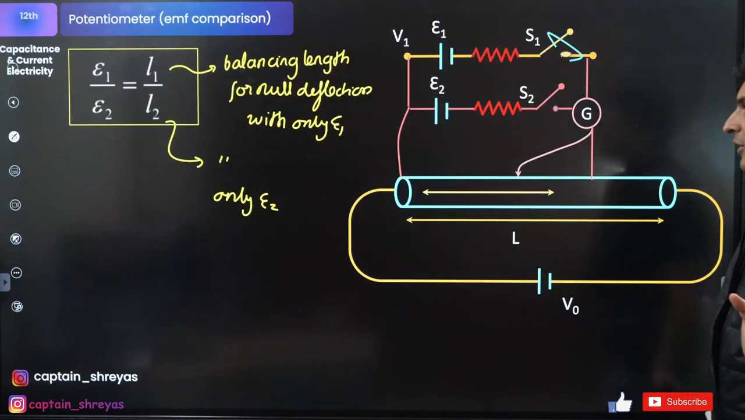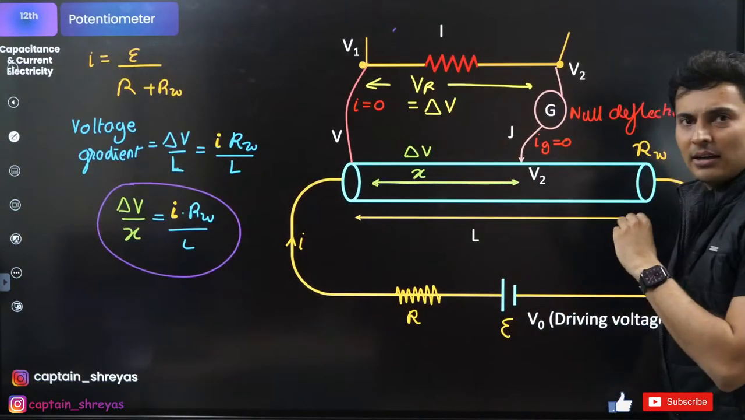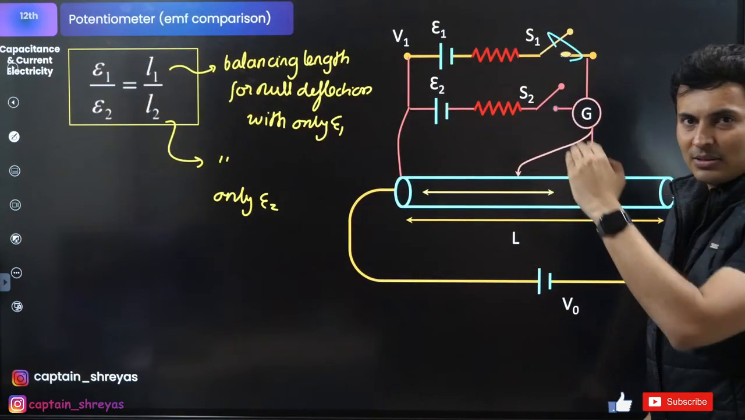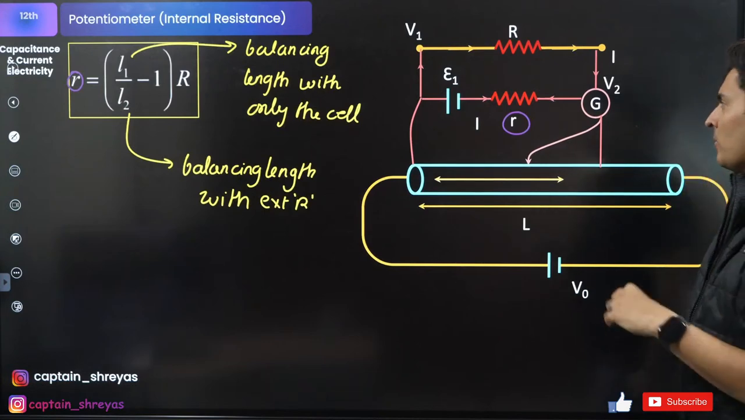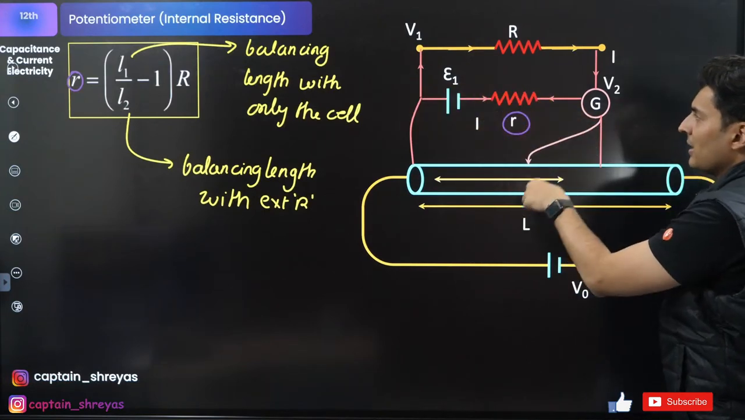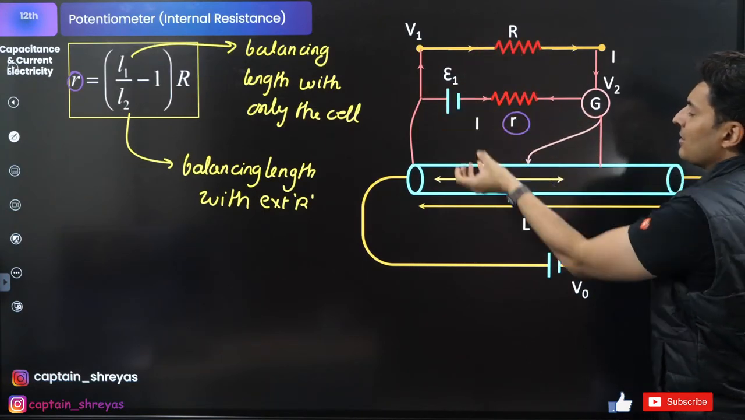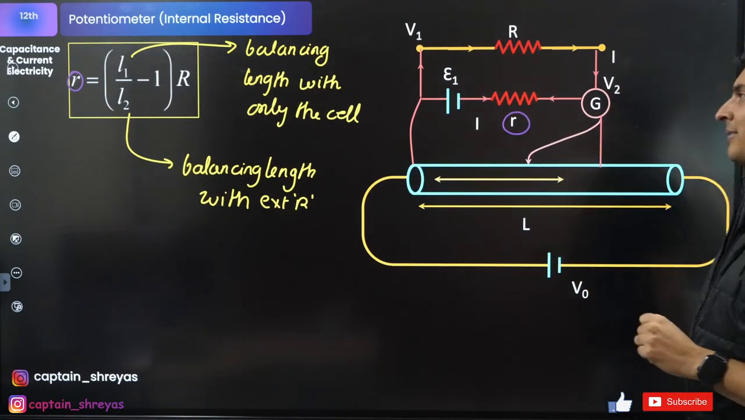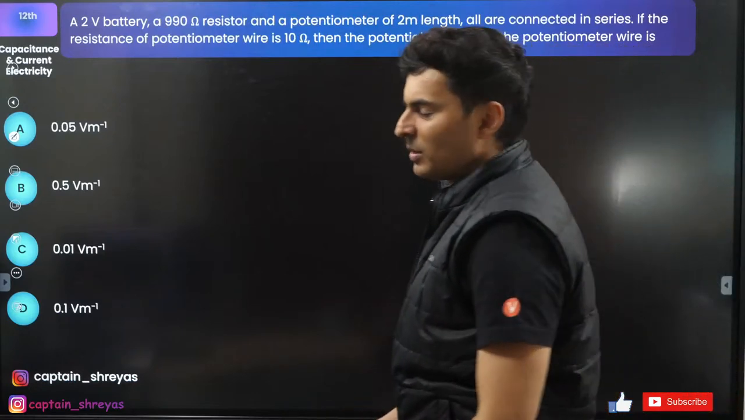It's very simple. First is basically as a voltmeter using voltage gradient. Second thing is by comparing EMFs, take the ratio of the lengths. Third one, first connect the battery, measure the length. Next, connect the battery with another resistance, measure the length. Ratio of the lengths minus 1 into R is going to give you internal resistance. Let's do some questions, maybe you will get it.